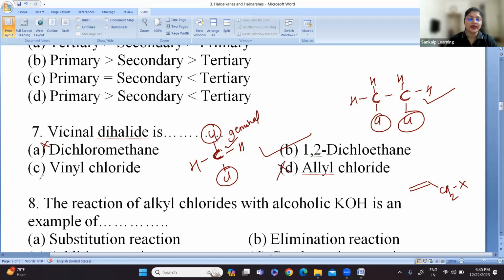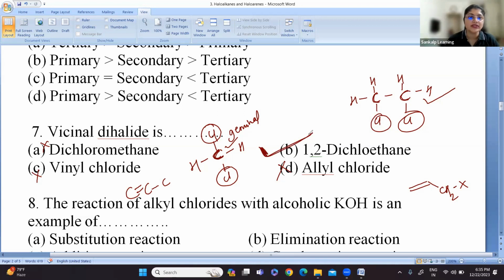Then what is vinyl chlorides? Vinyl, here the halogen atom is attached to the sp2 hybridized carbon, which is next to a carbon-carbon double bond. So this is also wrong. So the correct answer is B.